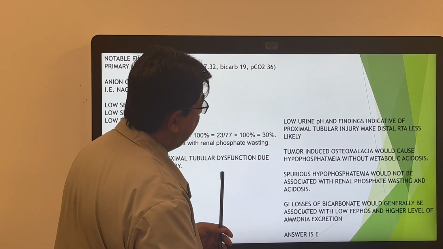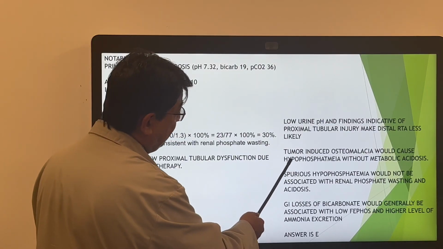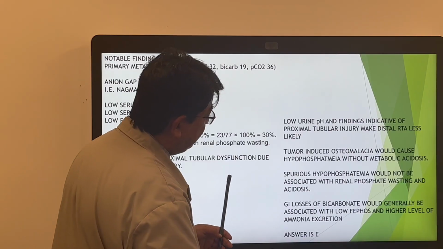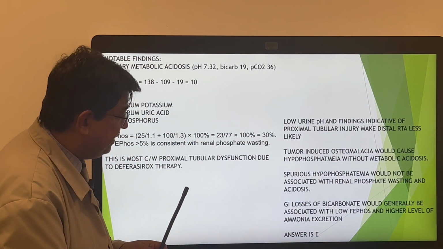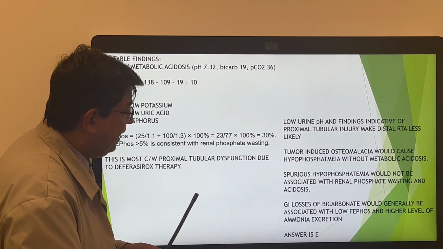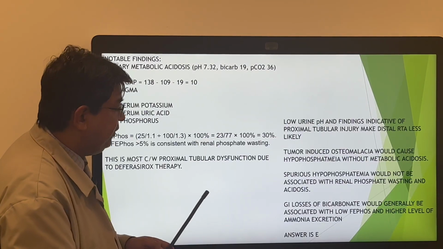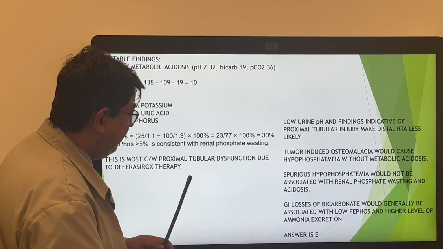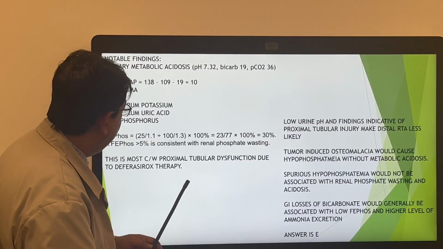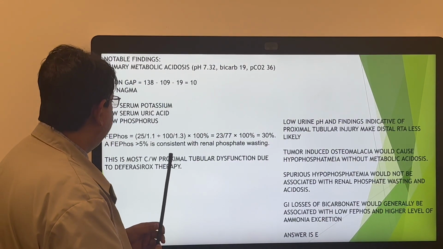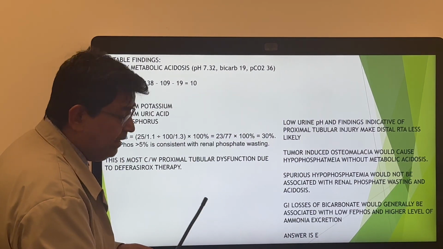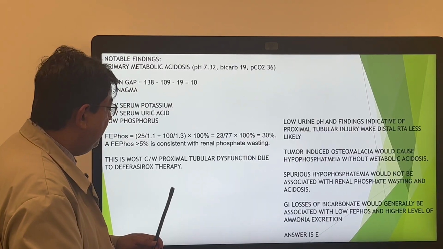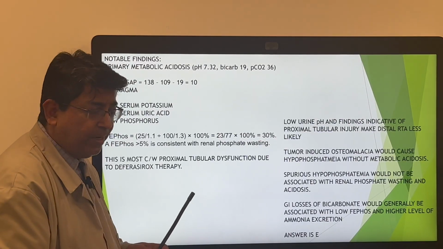Tumor-induced osteomalacia will cause hypophosphatemia without metabolic acidosis. Spurious hypophosphatemia would not be associated with renal phosphate wasting and acidosis. GI losses of bicarbonate would generally be associated with low fractional excretion of phosphorus and a higher level of ammonia excretion. So the answer is proximal tubular dysfunction. In this case, it is supposed to be due to deferasirox therapy, but you should be able to answer that regardless.